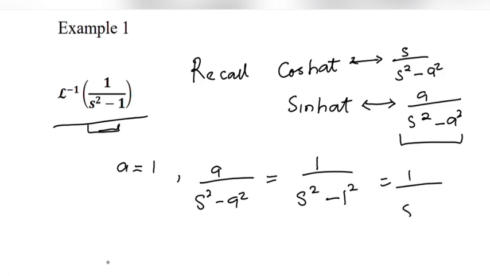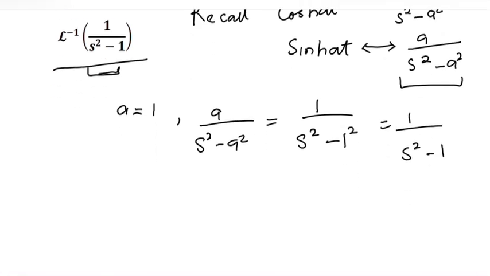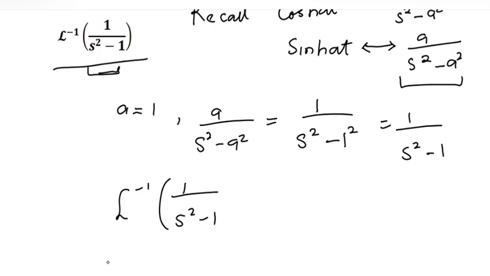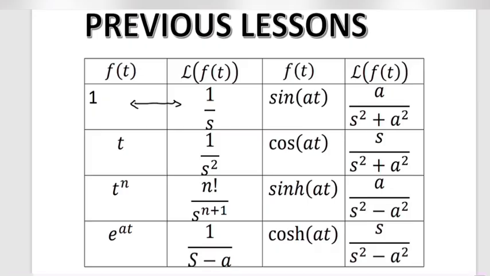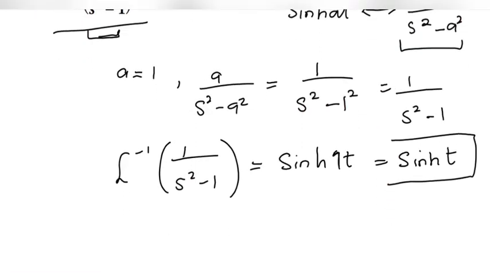which is 1 over s squared minus 1, which simply tells us that the Laplace inverse of 1 over s squared minus 1 is simply sin 1t, which is just sin t. That's how simple it is. Okay, and that's why I told you just have to remember this. If you can remember it, the proof is there for you to always recall on how to go about it.